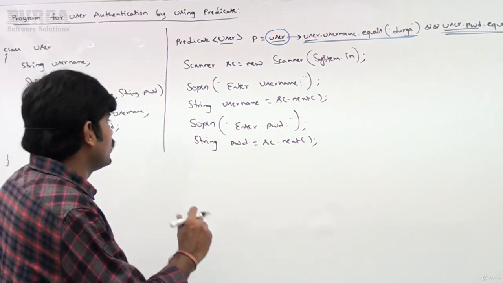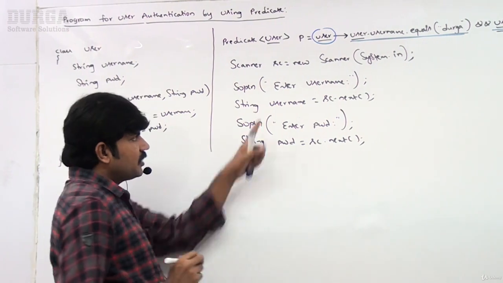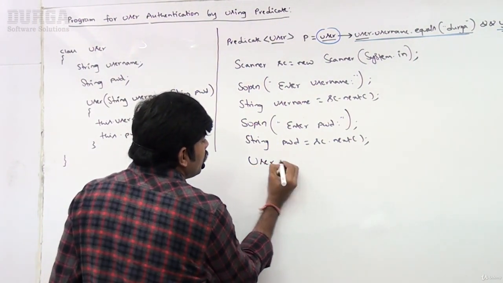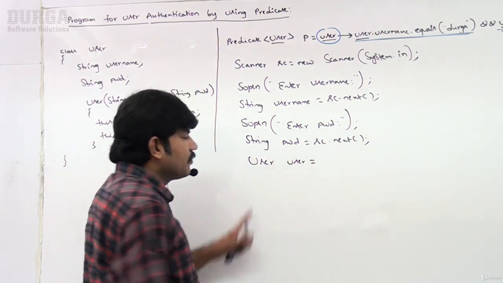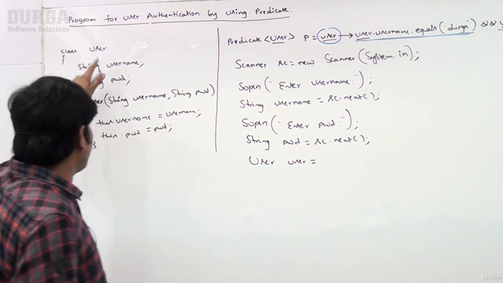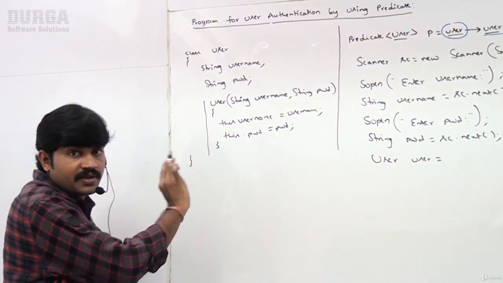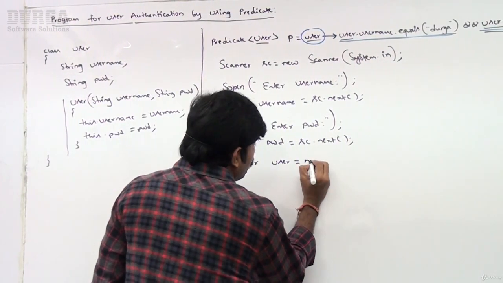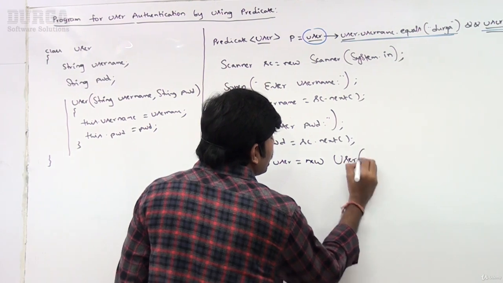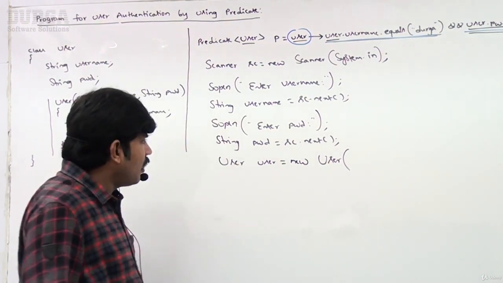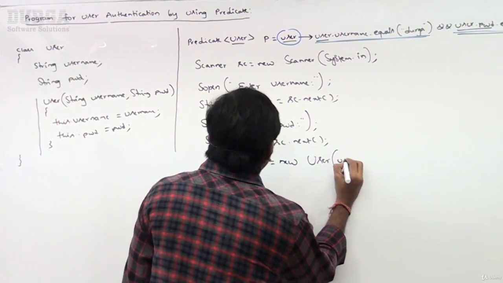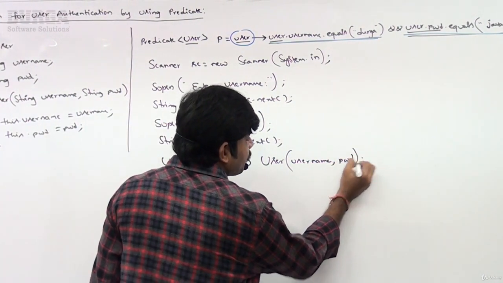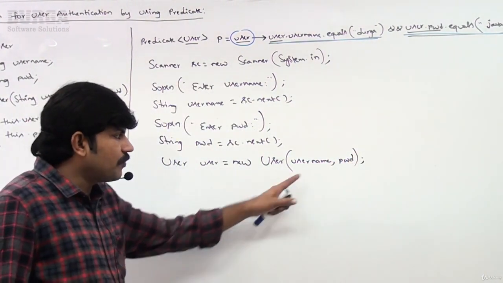Are you getting it? This is how to get the username and password. Now I'm creating a user object, because the user class is already written and the constructor is also available. User is equal to new User of username, password, like this.